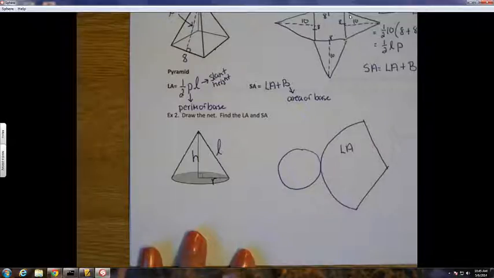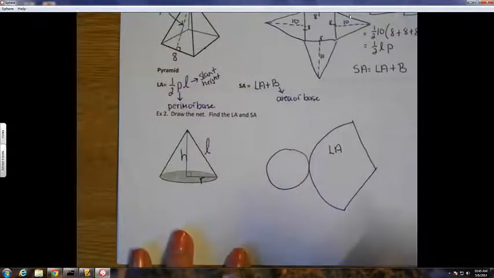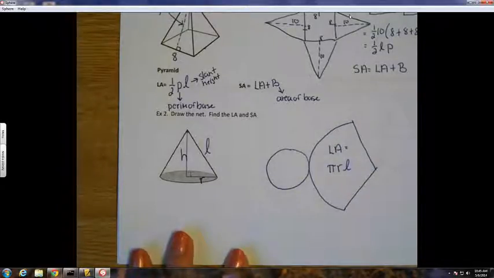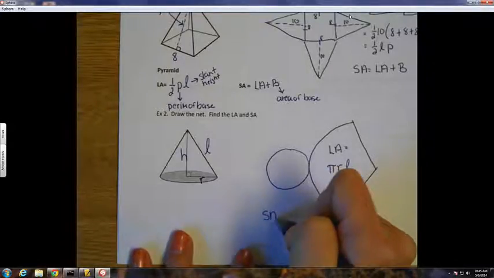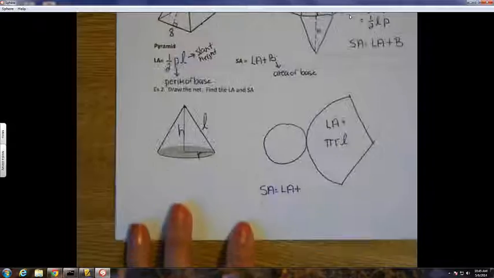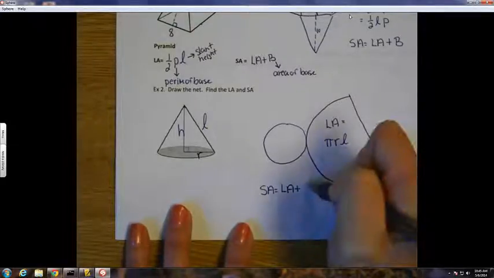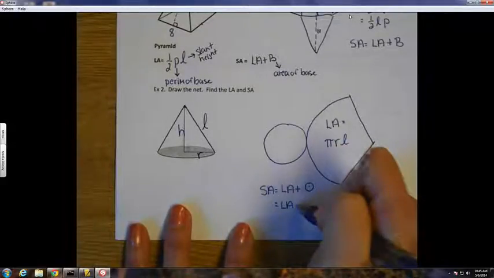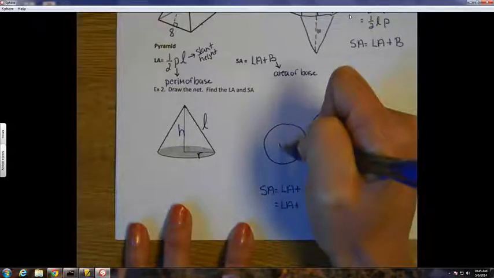Okay, so the lateral area is just the area of this piece without the circle base. And this formula is not easy to develop, so I'm just going to tell you what it is. Pi RL. And then for surface area, that's LA plus, what do I need to add on to get surface area? What shape is the base every time on a cone? Always a circle. So I can actually put the formula in for this one. So it's LA plus pi r squared.